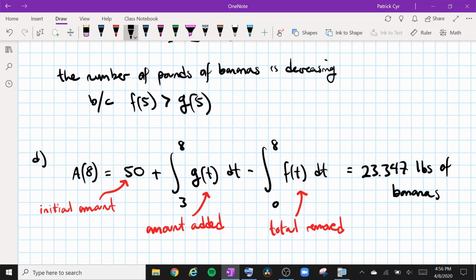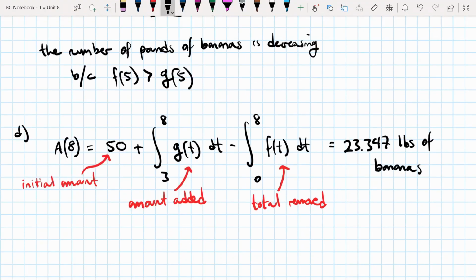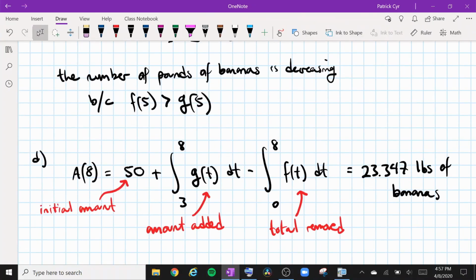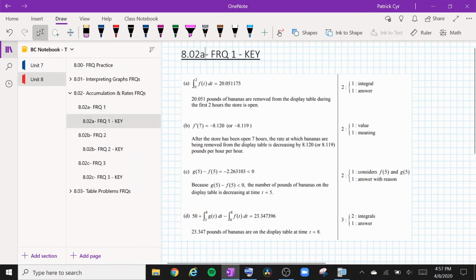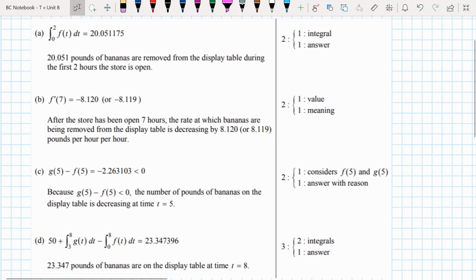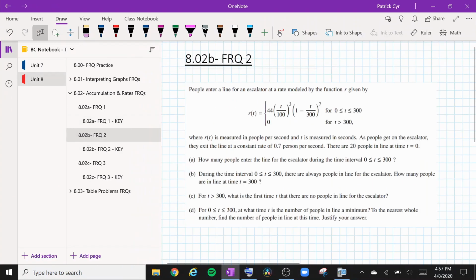Okay, let's wrap up this video by going through one more of these accumulation and rates questions. So FRQ number 2. And if you want to see the point allocation here, just to compare your answers, these are how the points are allocated. Remember, these are all out of 9 points. Okay, FRQ number 2.